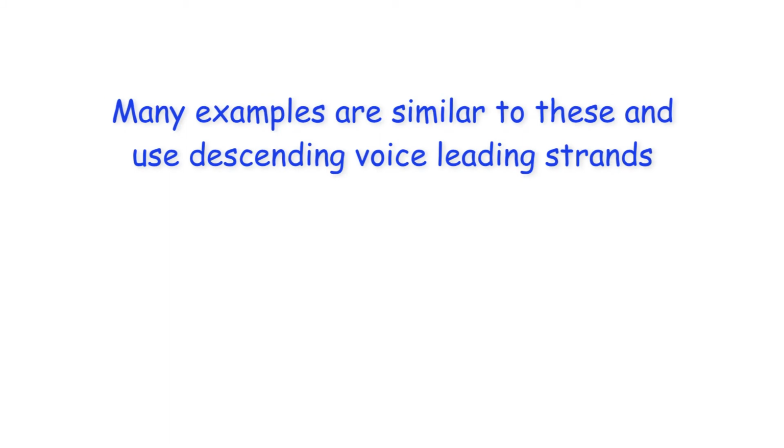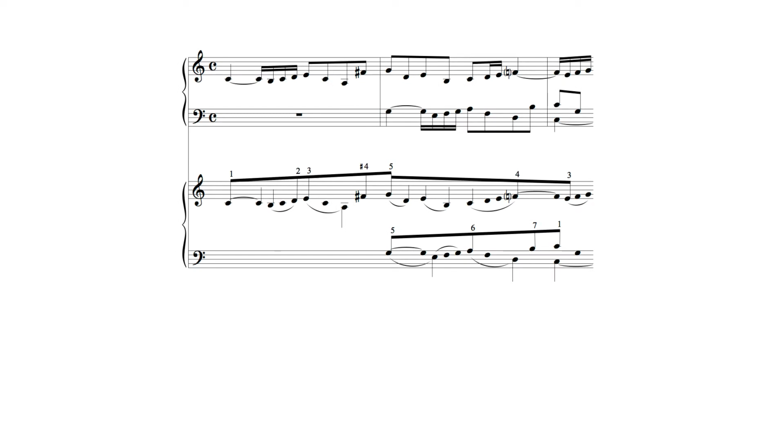Many examples are similar to these and use descending voice leading strands. An example of an ascending strand is found in the fugue in C major, BWV 547, again by Bach. Here the subject ascends from 1 through a raised 4th degree, harmonized by a secondary chord to the dominant, to 5. The answer then ascends from 5 to 1.